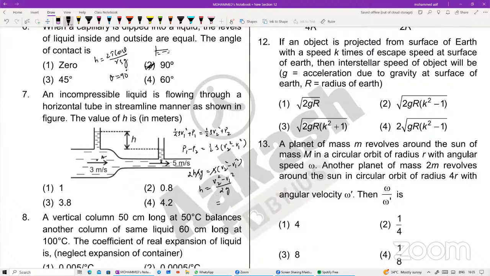Isn't it? So you got the values everywhere, beta. V1 is known for me. This is V1 and this is V2. So this is 5 whole square minus 3 whole square divided by 2 into 10. 5 square is 25, 3 3s are 9, and divided by 20. See how much I'm getting? So this will come out to be 0.8 meters. Done?